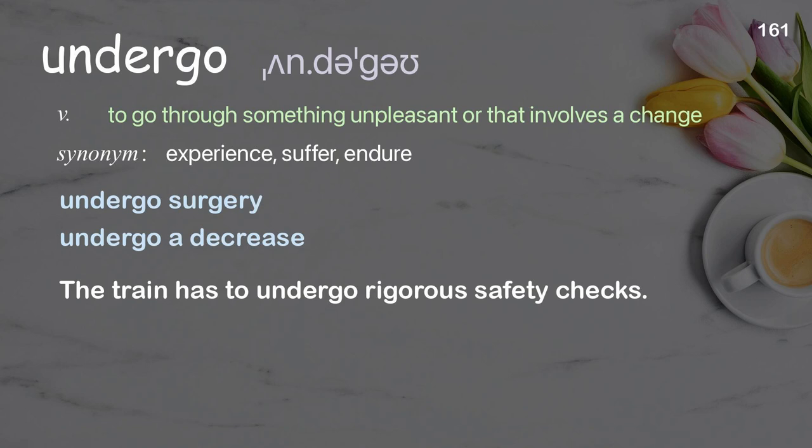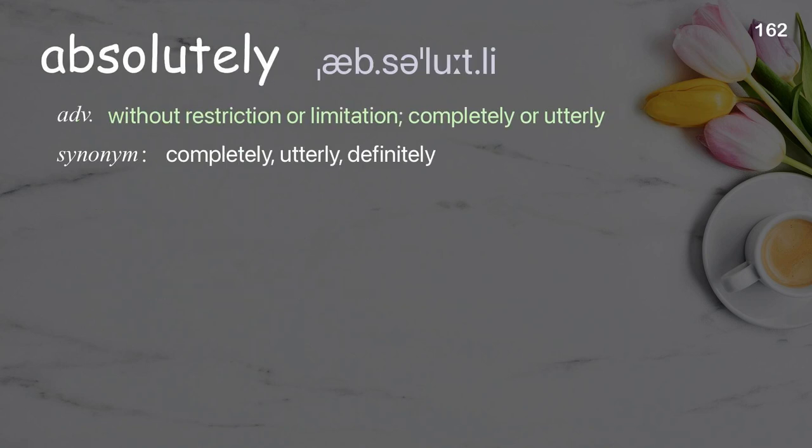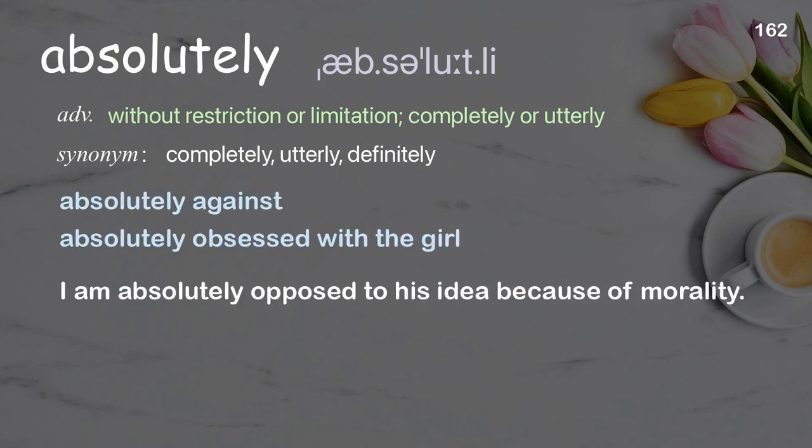Absolutely. Without restriction or limitation, completely or utterly. Examples: absolutely against, absolutely obsessed with the girl. I am absolutely opposed to his idea because of morality.